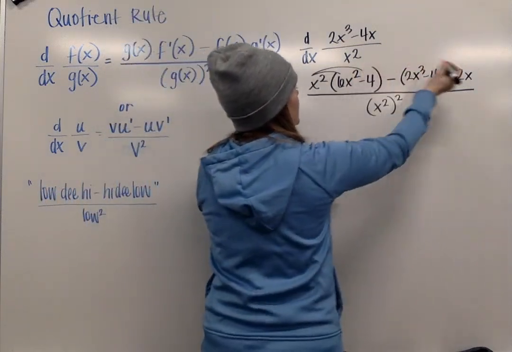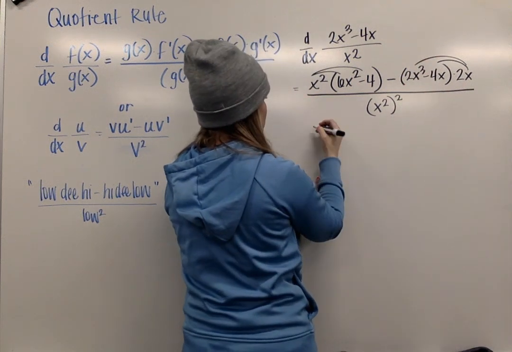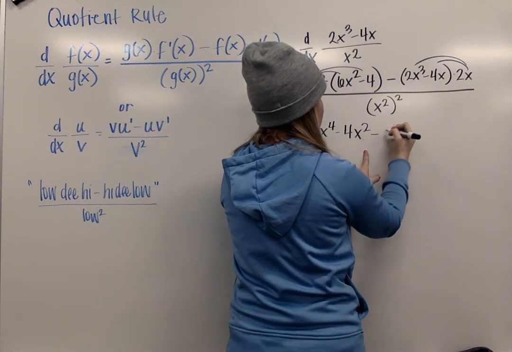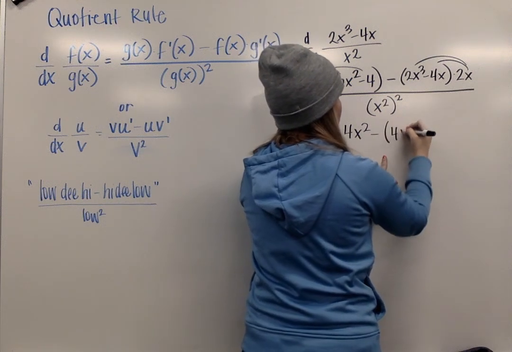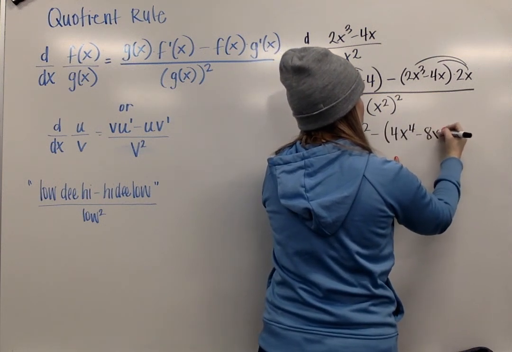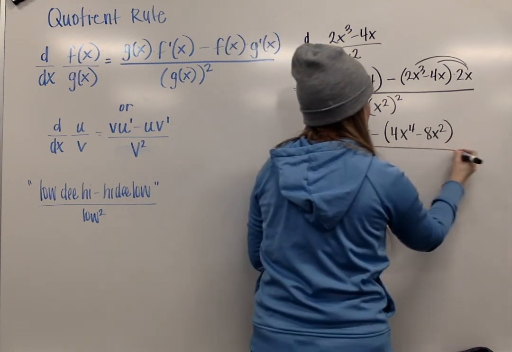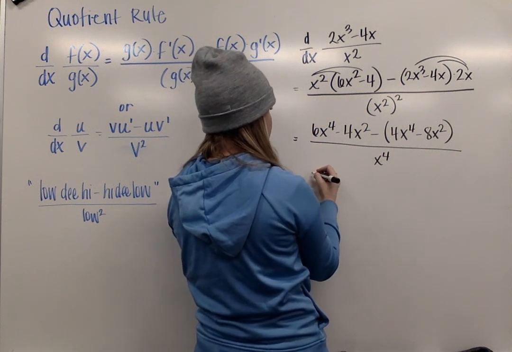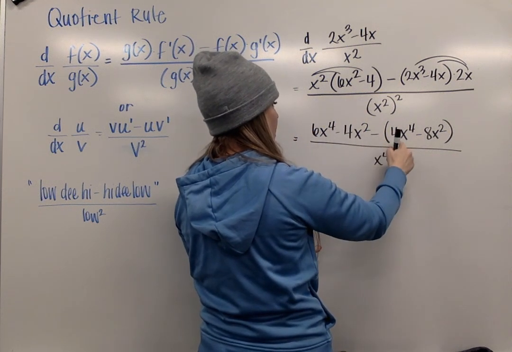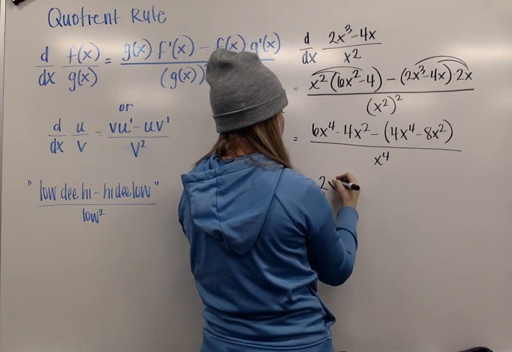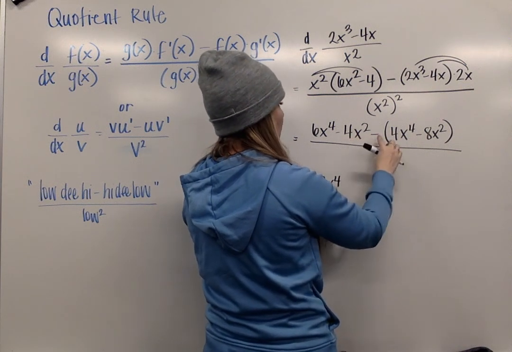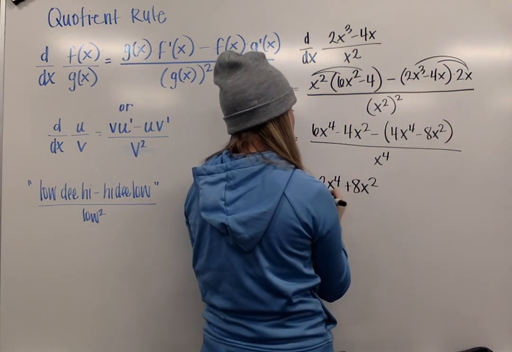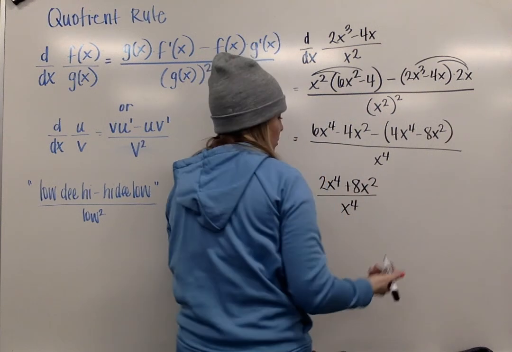So I'm going to distribute here and here. So I'm going to get 6x to the fourth minus 4x squared minus 4x to the fourth minus 8x squared all over x to the fourth. And again, so I've got 6x to the fourth minus 4x to the fourth, so that's 2x to the fourth. Negative 4x, take away negative means add, so I'm going to get 8x squared all over x to the fourth.